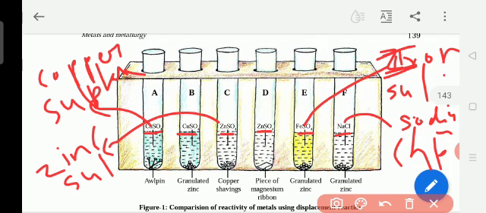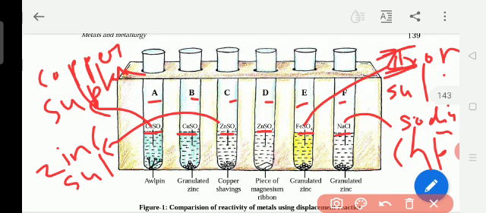So in test tubes A and B we take the copper sulfate solution. In test tubes C and D, zinc sulfate solution. In test tube E, iron sulfate. In test tube F, sodium chloride. SO4 means sulfate. SO3 means sulfite.